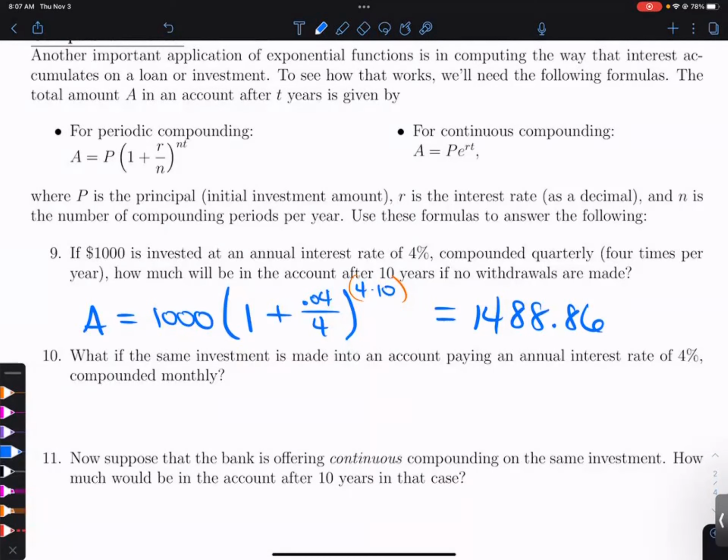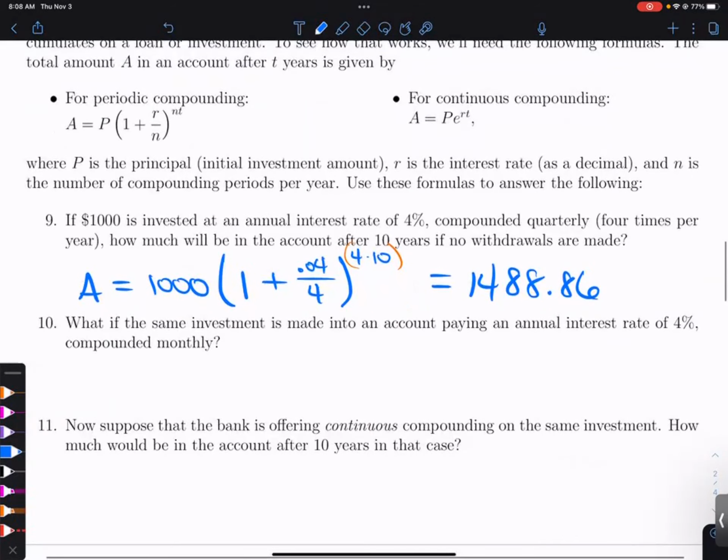So again, verify that you get the same thing in your calculator. There are a bunch of places where, depending on how you enter stuff, things can go wrong here. I threw a little set of parentheses around this. You probably want to do that 4 times 10 first, or put it in parentheses, to make sure that it does 40 as the exponent. If you type things in carelessly, it'll do this whole thing to the 4th and then multiply by 10, which is a lot different than doing it to the 40th power. So just verify that you get that. Once you've done that, try to set up 10 and 11 also.